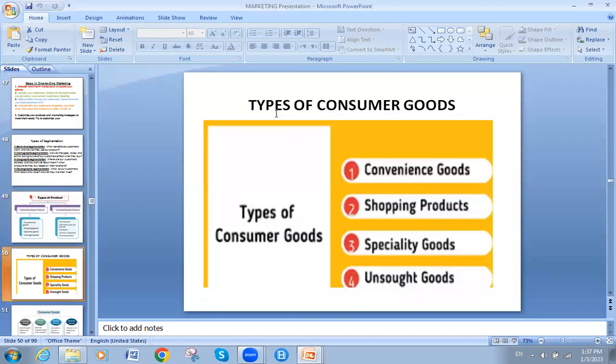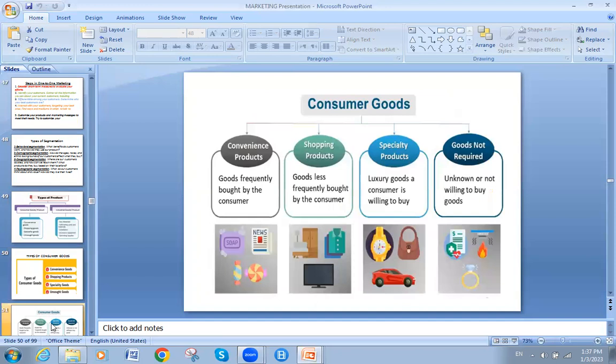Okay, we go now to the types of consumer goods. The consumer goods are convenience goods, shopping products, special goods, and unsought goods. Those are the four types of consumer goods. Okay, what is the difference between them?